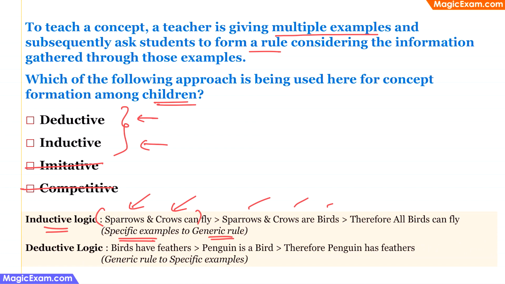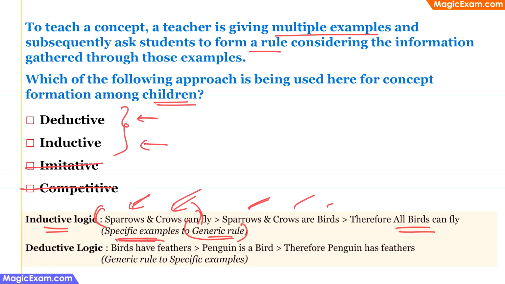Then you come to a generic rule saying that since sparrows can fly and crows can fly and sparrows and crows are birds, therefore all birds can fly. So, you have used specific examples to come to a generic rule. Now, this rule might be correct or not, but you have used this approach here.